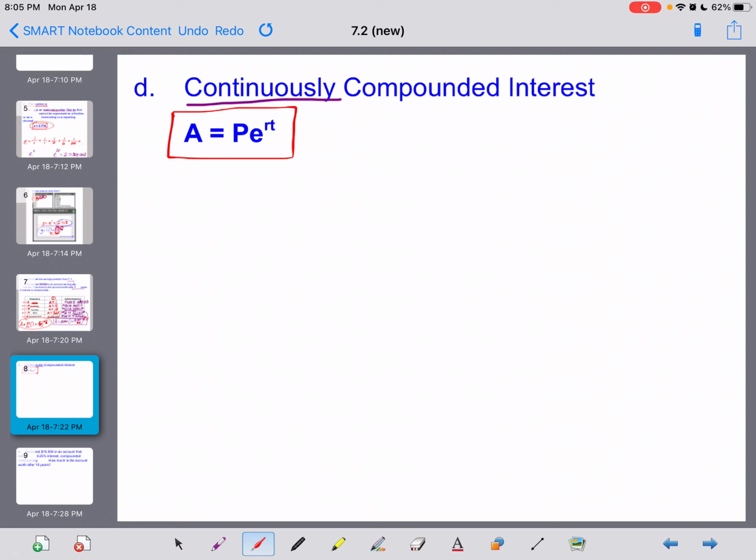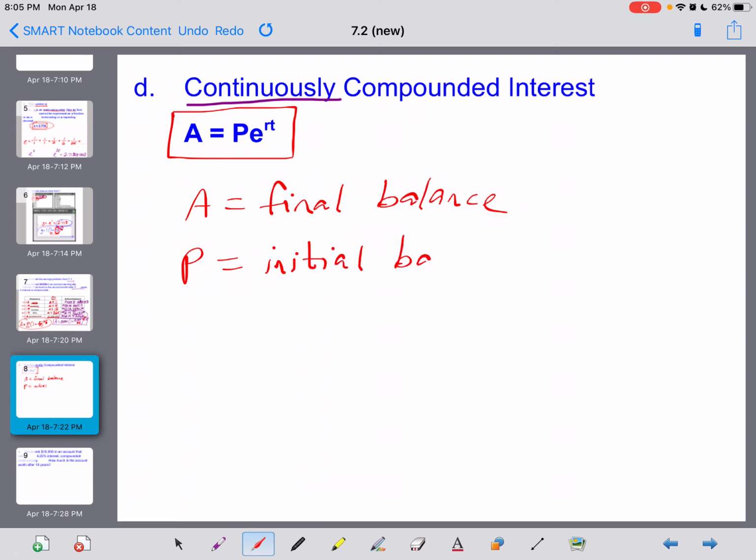And I didn't write everything out because we should already know what everything stands for. Okay, I guess we'll write it out here. A is what we call the final balance at the end of this investment right here. That hasn't changed from before. Capital P still stands for the initial balance, the amount of money that we put into this account. And by the way, it's called P because the word for that is your principal on your particular loan.